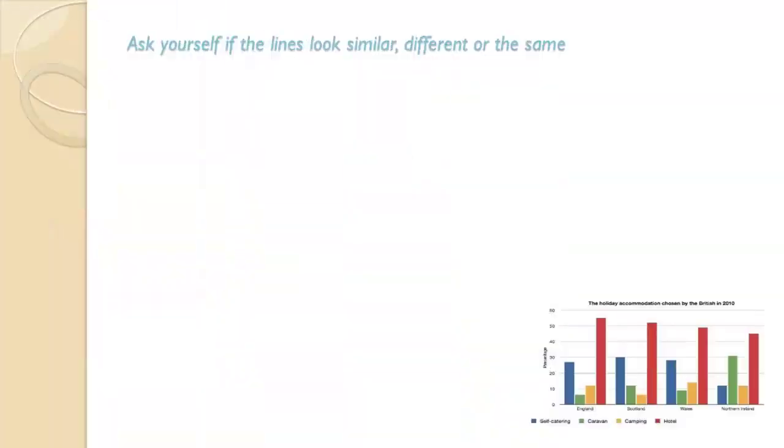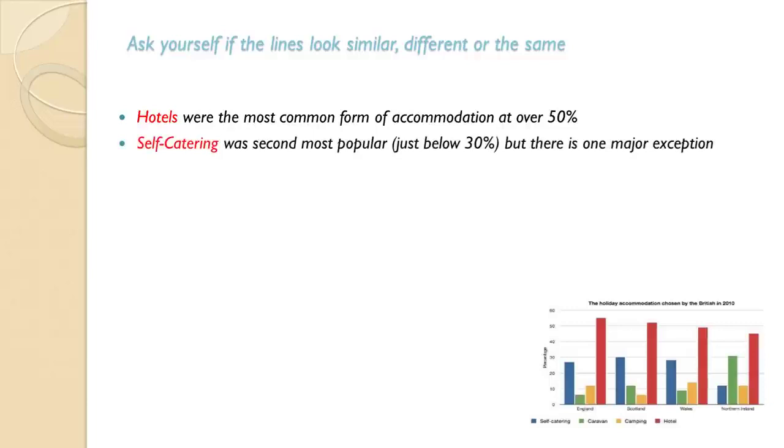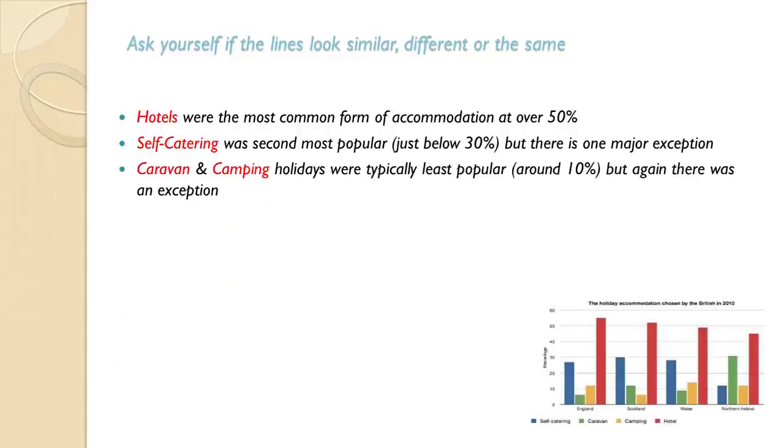Ask yourself if the lines look similar, different, or the same. Hotel were the most common form of accommodation at over 50%. You see the red one, hotel, which is over 50%. That's the longest. Self-catering was second most popular, just below 30%, but there is one major exception: self-catering, England, Scotland, Wales. But in the case of Northern Ireland, that is below 20% or over 10%, I mean 12%. Caravan and camping holiday were typically least popular, around 10%, but again there was one exception, that is in the case of Northern Ireland.